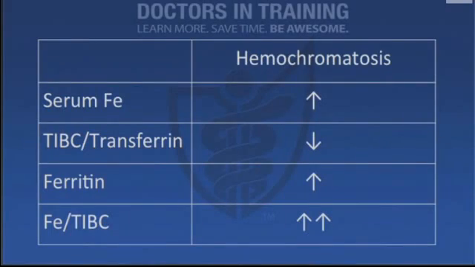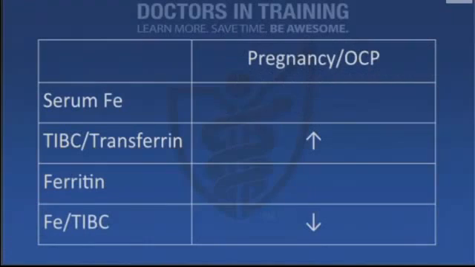And then the transferrin saturation is going to be very high. Again, you have lots of iron. All the transferrin is saturated, so transferrin saturation is very high in hemochromatosis. The next column, pregnancy and oral contraceptive use. You're going to have increased transferrin. That's a result of estrogen. So you have increased transferrin, and you're going to have decreased transferrin saturation.